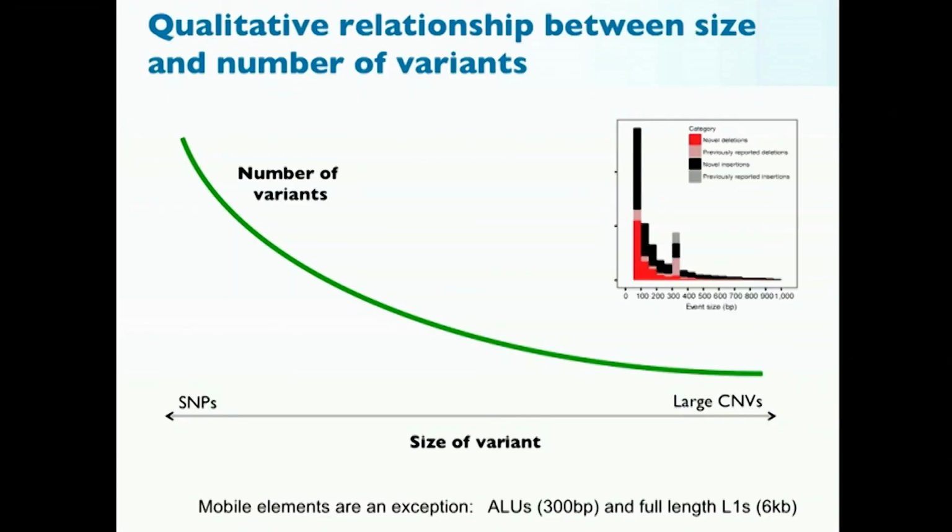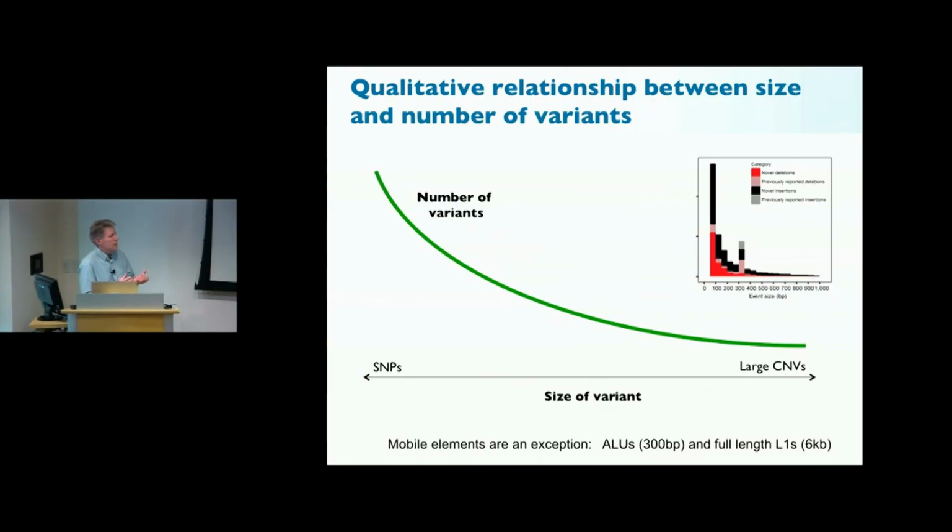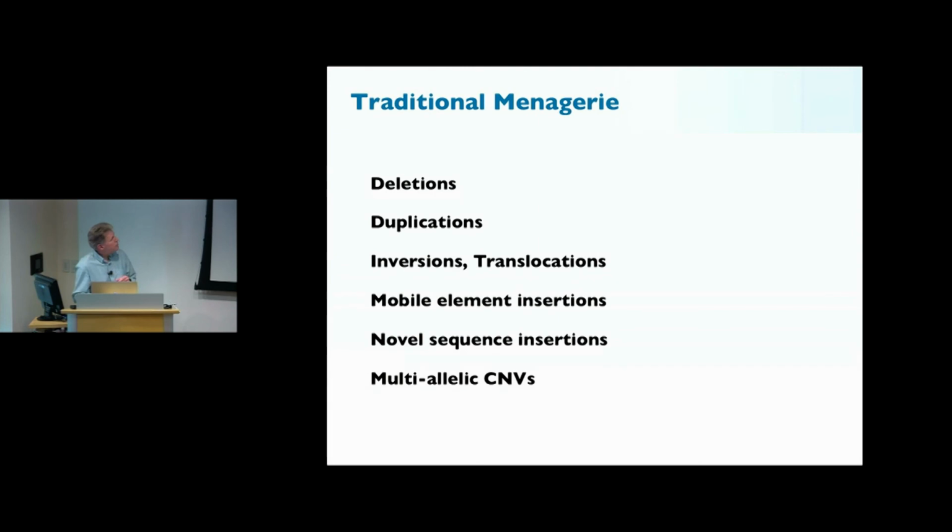All right, so some of the general properties of structural variation I wanted to talk about. This one I sort of mentioned before, but it's this idea that as we go from smaller variants to larger variants, we get this decrease in number, both in each individual and in the population as a whole. So there are fewer large CNVs than small ones, with certain exceptions.